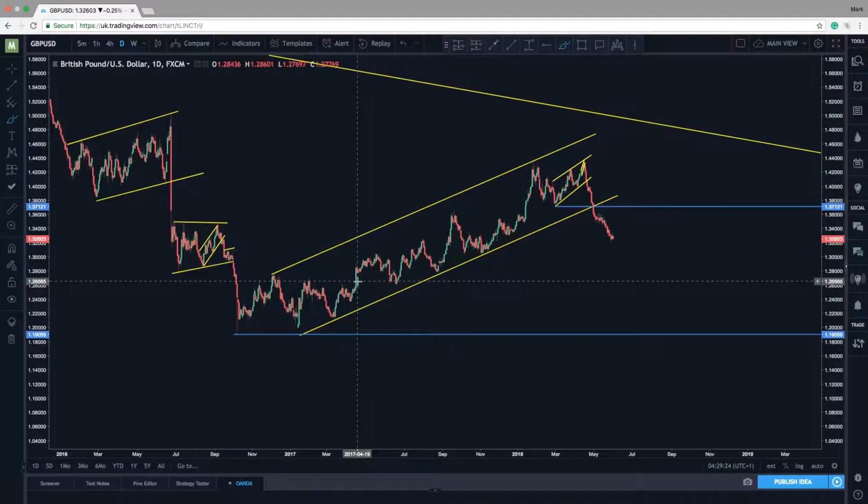We have a high probability that these structures, these ascending channels, will eventually come to the downside. And what we've been looking at within this structure is multiple opportunities in which we can capitalize on selling opportunities.